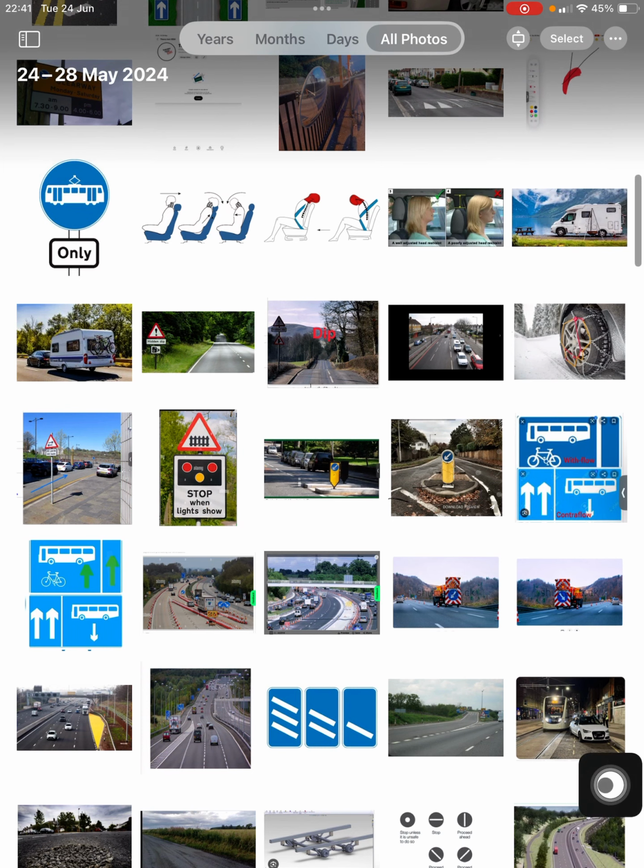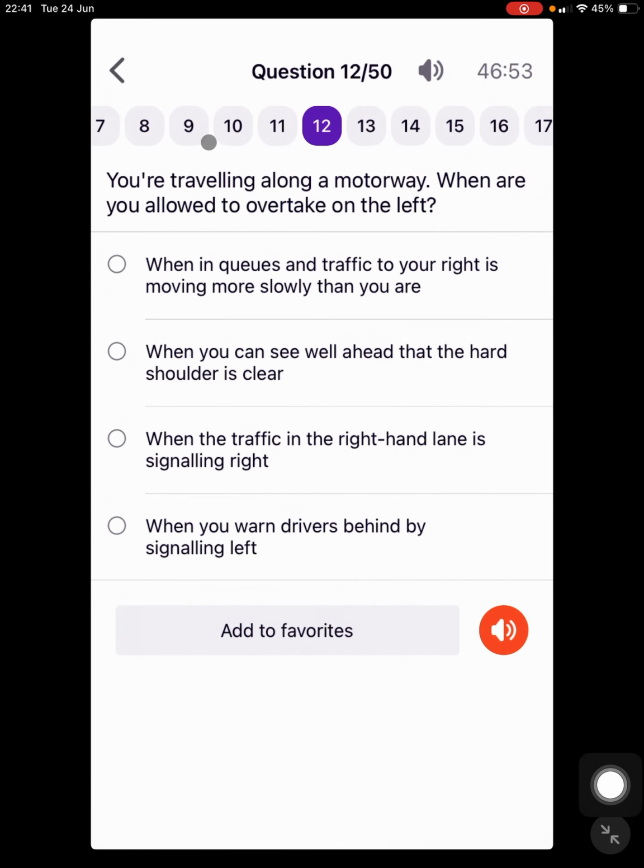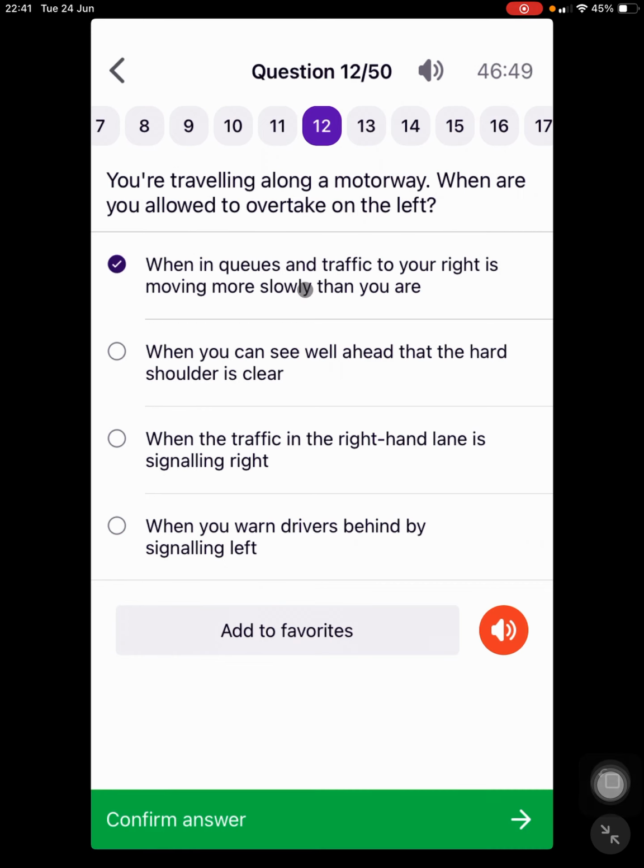Okay, let me show you the answer first. You're traveling along a motorway. When are you allowed to overtake on the left? When in queues and traffic to your right is moving more slowly than you are. This is the answer. But let me just explain why this is the right answer.